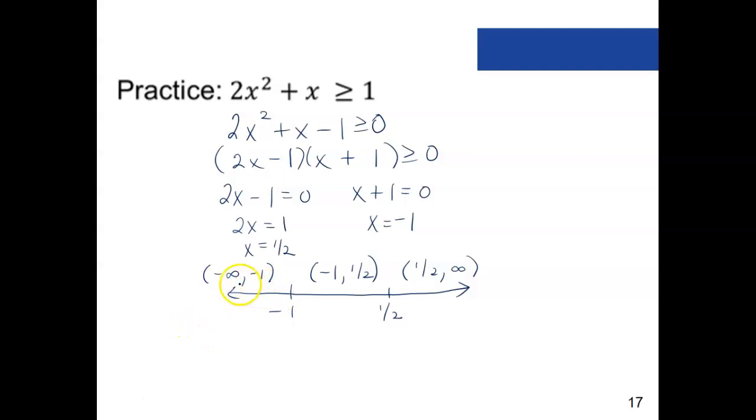Okay, so if I pick a test point for this, my test point might be negative 2. A test point here might be 0. And a test point here might be 1. Like I said, try to pick numbers that are fairly easy to plug into your intervals. So we're going to plug it into the factors. One factor was 2x minus 1. One factor was x plus 1. And then we're going to plug it into the product of those.